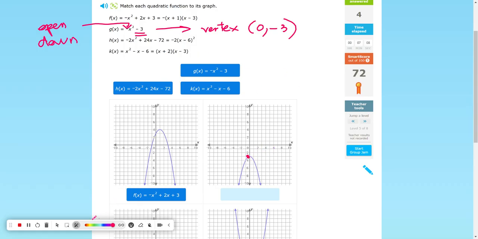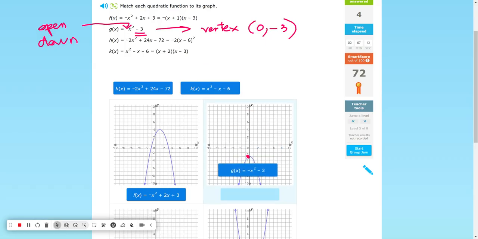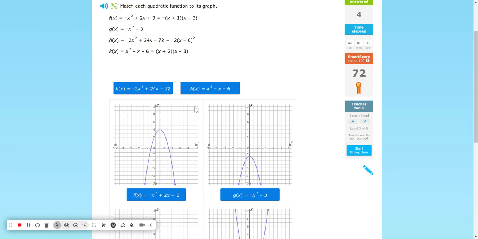So I'm going to drag this one, negative x squared minus 3, up there. And now you can do the next one. The next one happens to be vertex form.